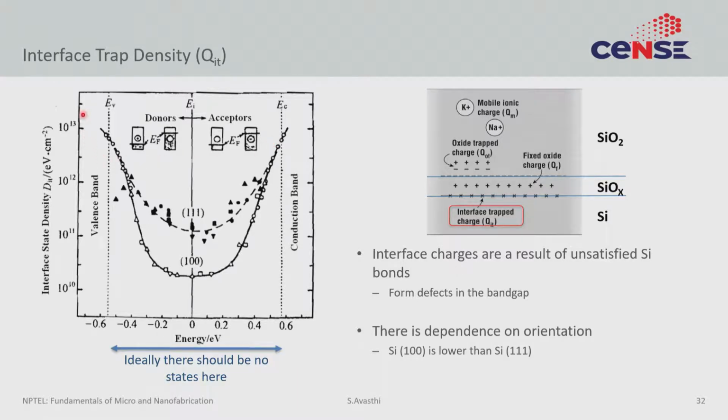So ideally speaking, you should have density of states in the valence band, you should have density of states in the conduction band, and in the gap between them it should be 0. Practically that does not happen. You have a finite number of defects in the forbidden gap. So two things to notice here. Number one, there is an orientation dependence. Once again, just like previously, 100 is better than 111. So a 100 oxidized surface tends to have lower defect densities than 111. The second thing you notice is that you have defects in this U-shaped curve. So lower density of defects in the middle, higher density of defects at the edges, right?